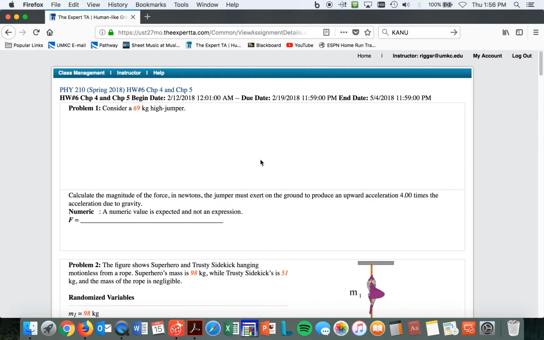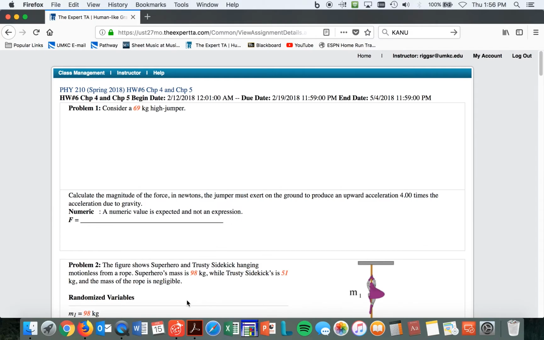Consider a 69 kilogram object. Calculate the magnitude of the force in newtons it must exert on the ground to produce an upward acceleration of 4 times the acceleration due to gravity. Well, how would we go about doing that? You know, it's kind of like, what are you talking about?